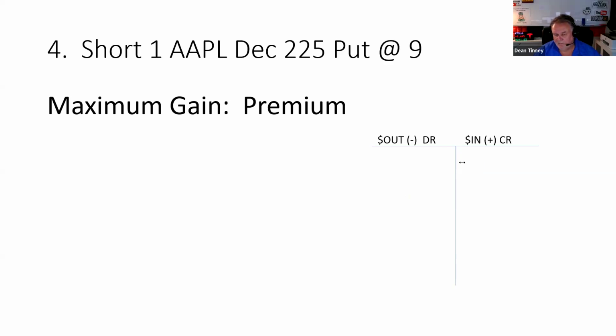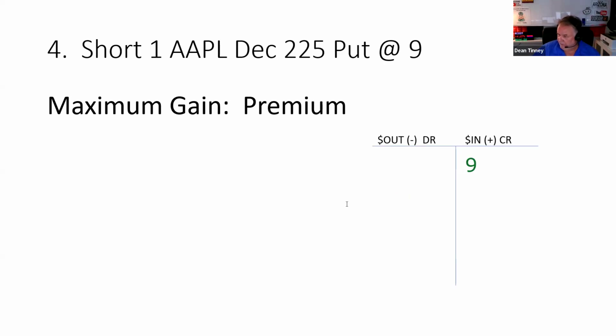The best case is, let's do that in test phraseology. In test phraseology, I say your customer goes short one Apple December 225 put at 9 when Apple's at 227. Remember this phraseology? At expiration, Apple remains unchanged.